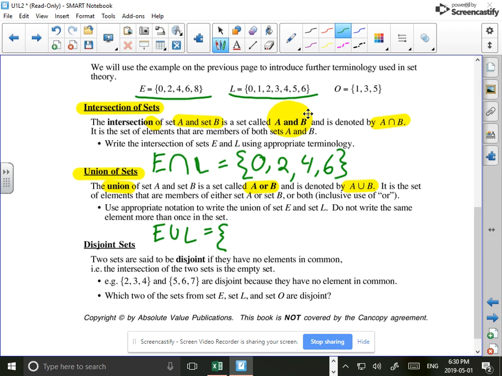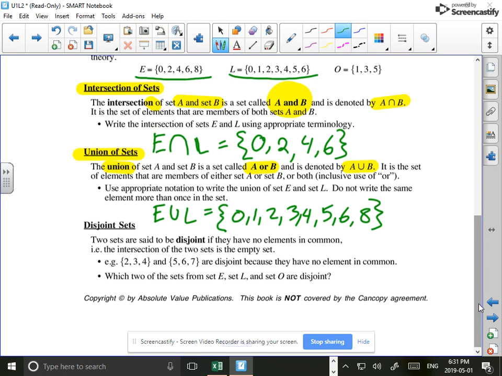So this is very similar to what we talked about yesterday. This has either of them. It doesn't have to be in both. It just has to be true for one of those statements. So basically any number that is in either of those. So it's going to be 0, 1, 2, 3, 4, 5, 6, and 8. So that's all the numbers that are in both of those sets combined.